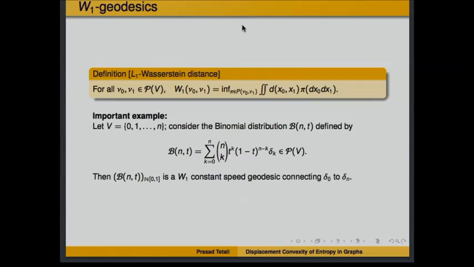Sorry, question? I was wondering about the non-uniqueness of W1 geodesics, is that a problem for you? No.